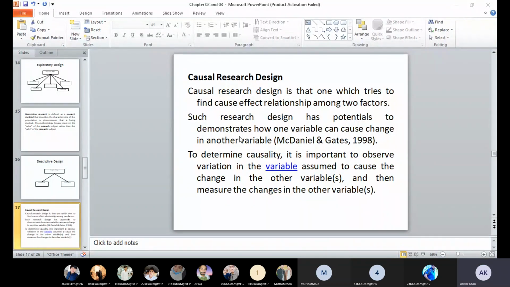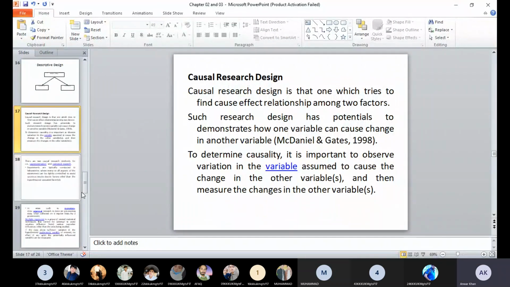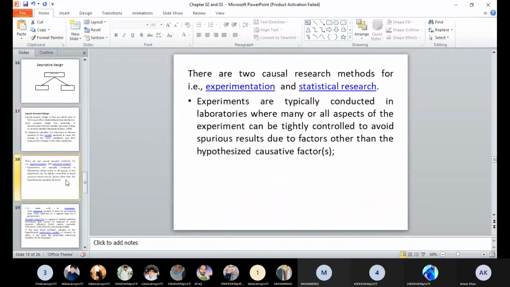So to determine the causality, it is important to observe variation in the variable assumed to cause the change in another variable and then measure the changes in the other variable. So we also have the types of the causal research. One is called the experiment and the other is the quasi experiment. Experiments are typically conducted in laboratories. I told you that this research is particularly used in solid sciences. So experiments are conducted in causal research and they are conducted in laboratories.